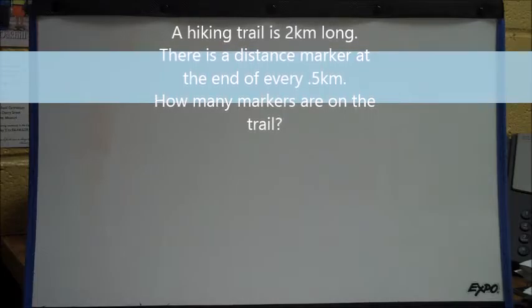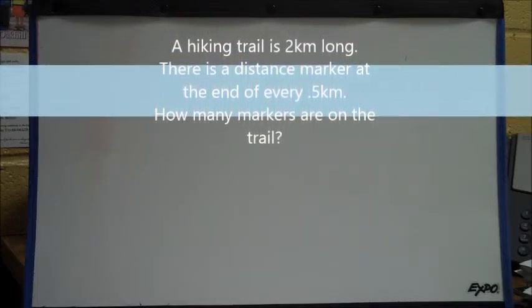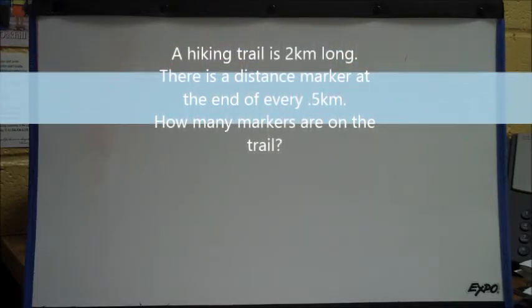Make sure you're in your PBIL section with me. We're going to go ahead and take a look at our first problem. Here's the problem. I'm going to put it up on the screen. A hiking trail is 2 kilometers long. There is a distance marker at the end of every 0.5 kilometers. How many markers are on the trail? So here's the problem that we are getting into to solve.